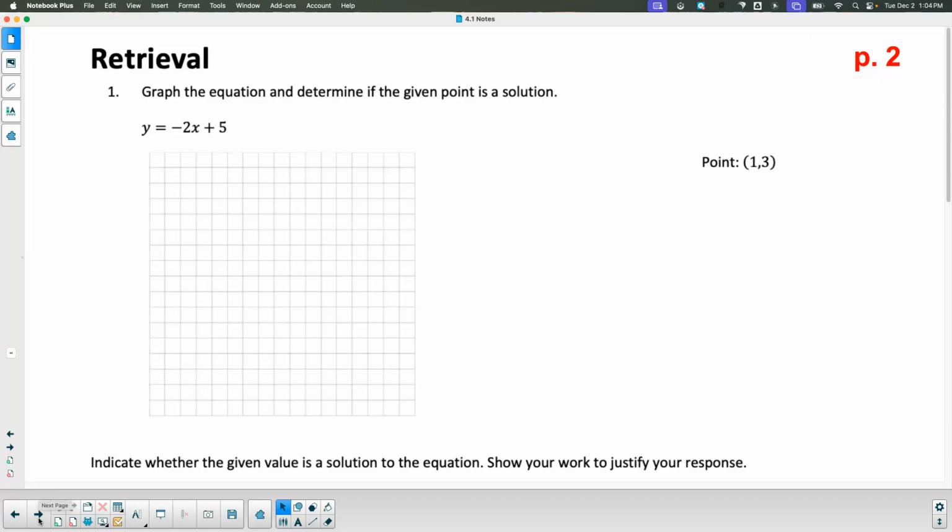But we definitely want to be making our lines straight, and we want to be making them go all the way across. The arrowheads need to be on the ends of your lines, and those arrowheads need to be off of the grid of the graph. Okay? Go for it.